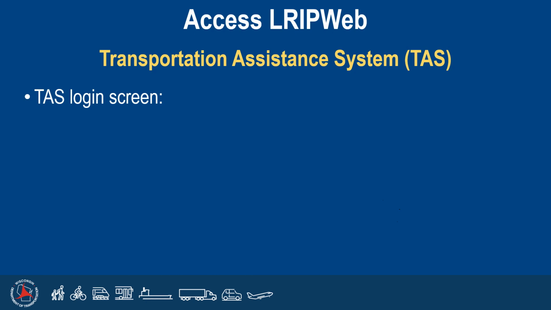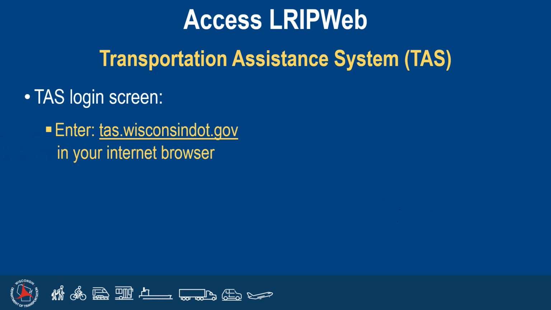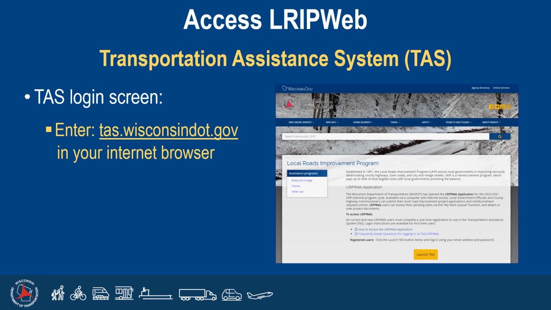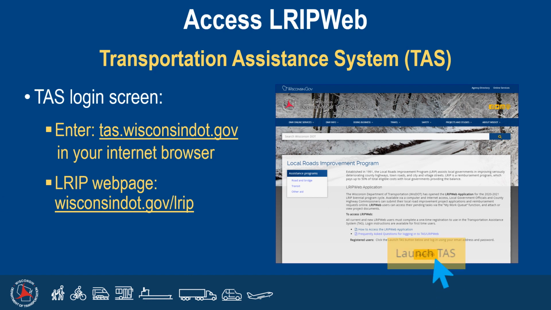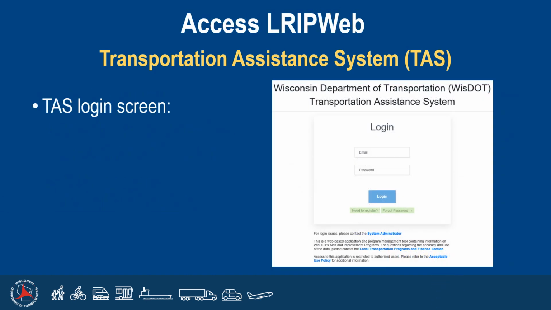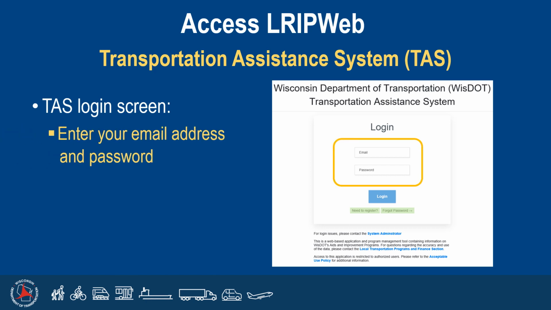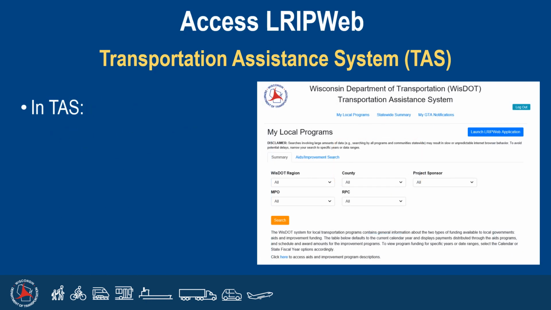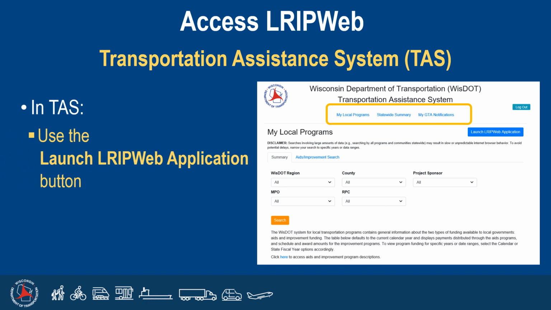After registering for TAS and receiving authorization to use LRIPWeb, access the TAS login screen by entering tas.wisconsindot.gov into your internet browser, or by visiting the LRIP webpage and selecting the Launch TAS button. On the TAS login screen, enter the email address and password you used during registration. Depending on the access you received, you will default to one of three main TAS screens as your landing page. While in TAS, use the Launch LRIPWeb application button to access the LRIPWeb homepage at any time.